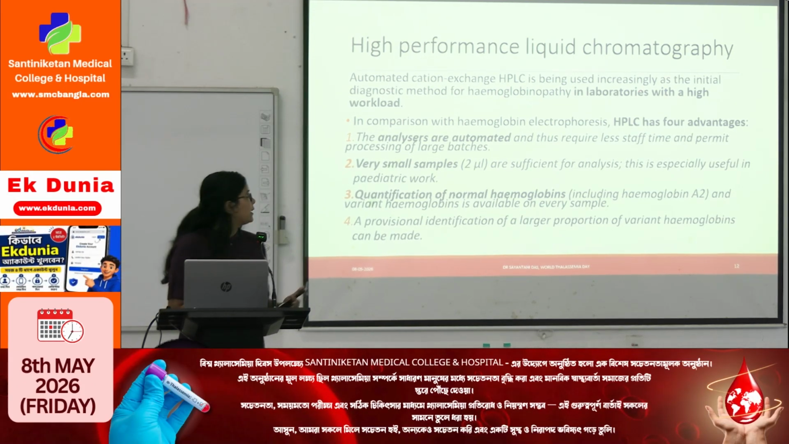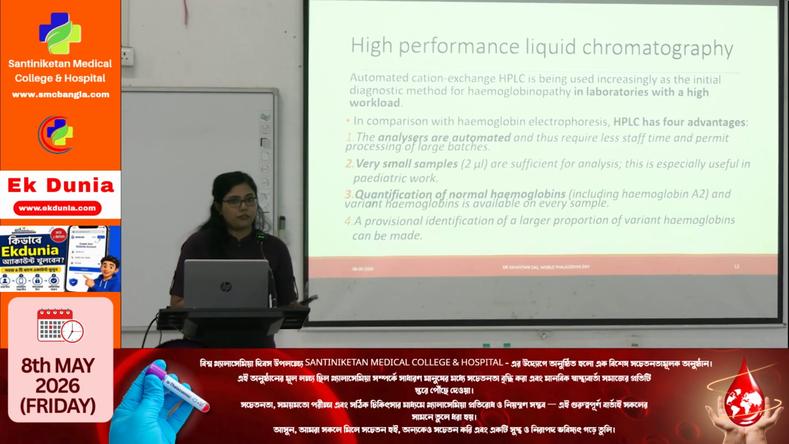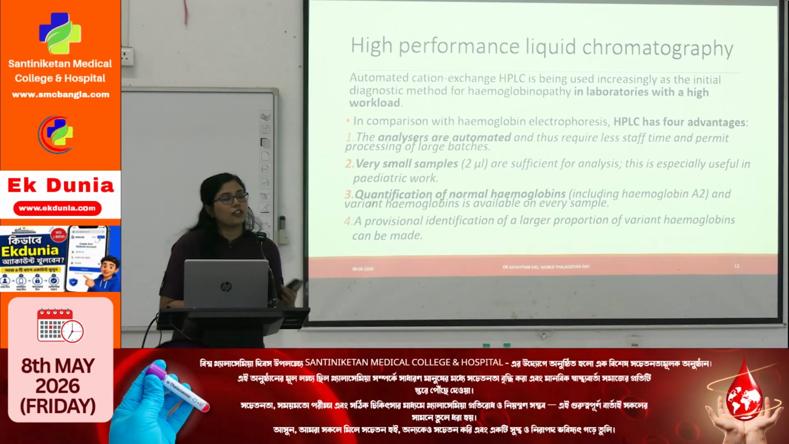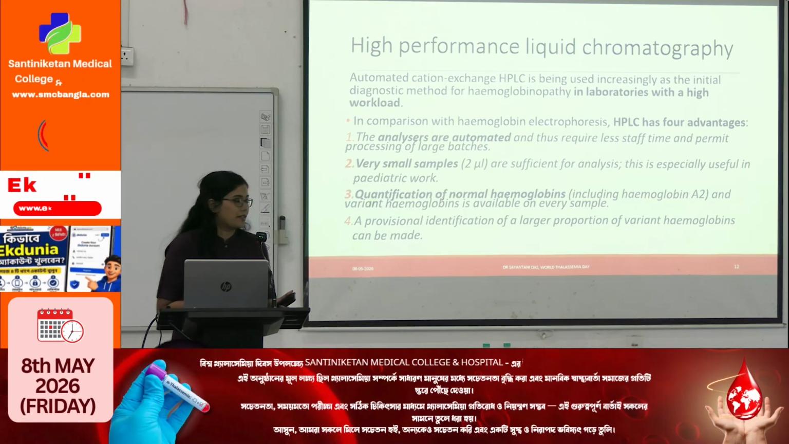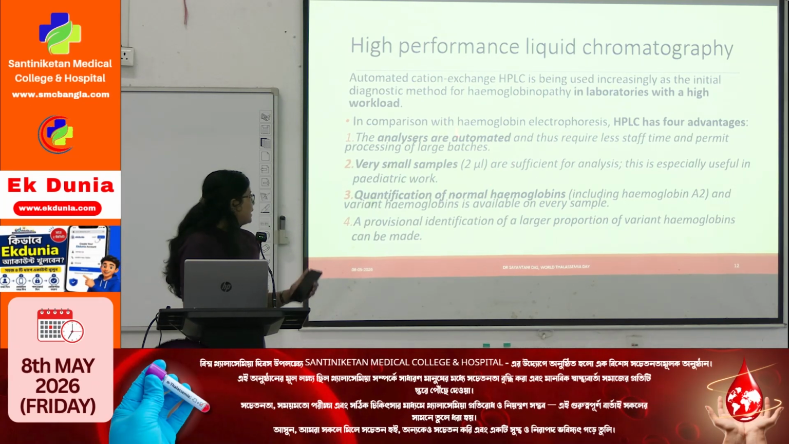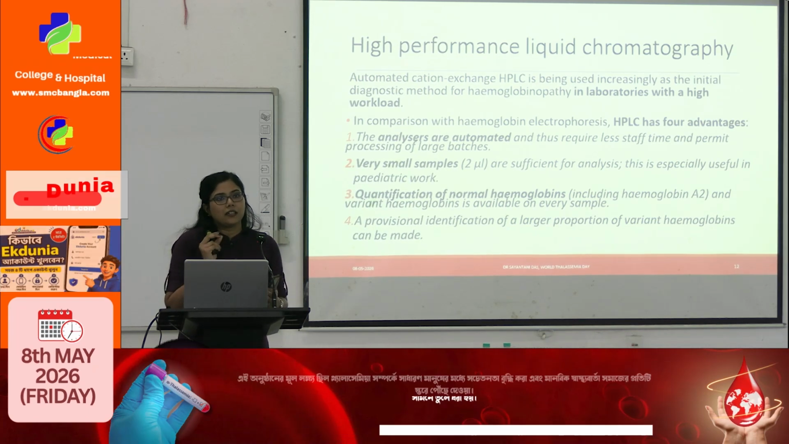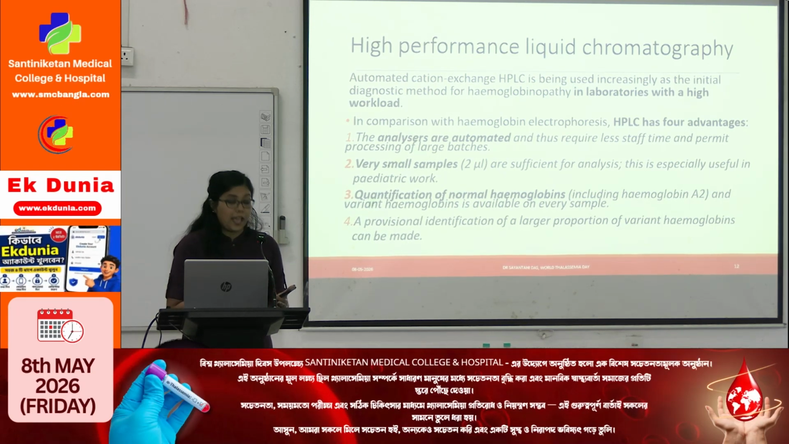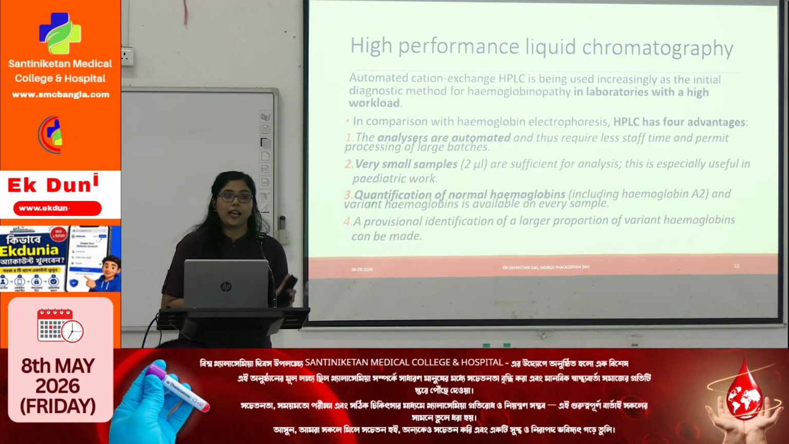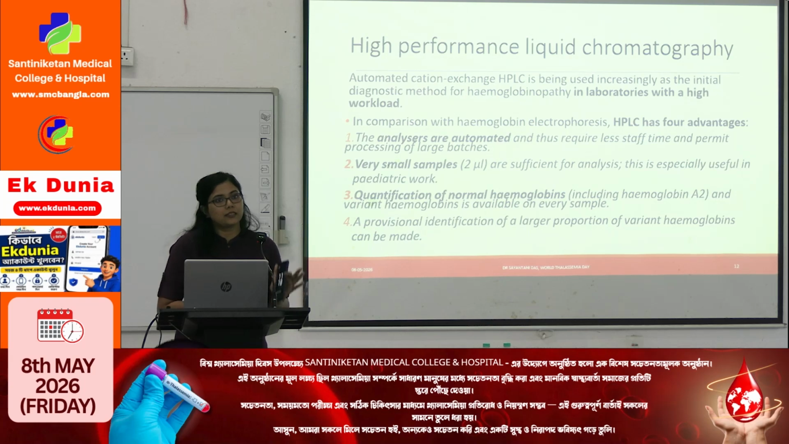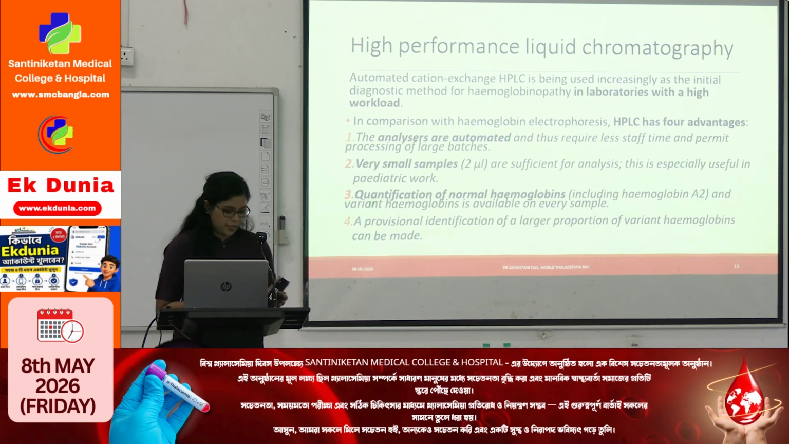Firstly, this method is automated. So it requires less staff and less time, and here we can run a large amount of sample in large batches. The next advantage is we can analyze the HPLC in a very small amount of sample, as little as 2 microliter. So this helps in diagnosing diseases in pediatric patients.